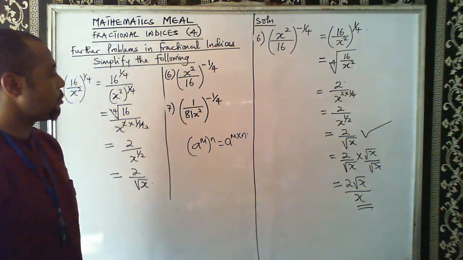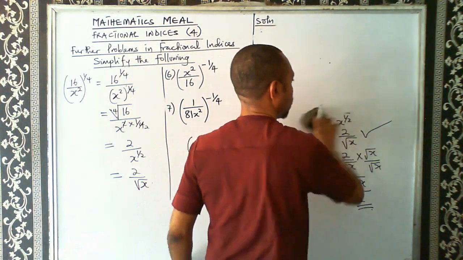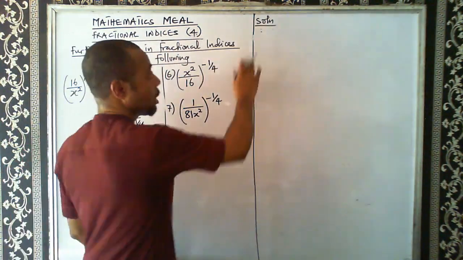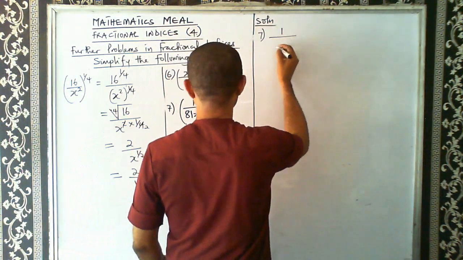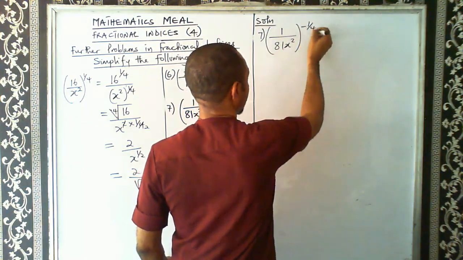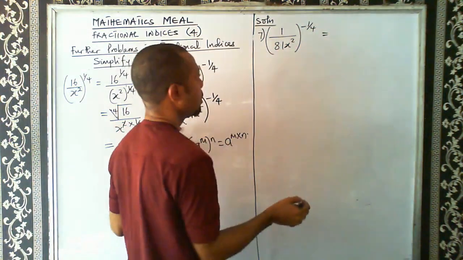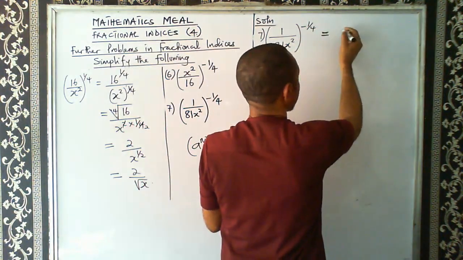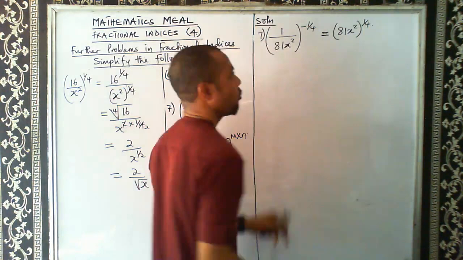Okay. Now let's look at the 7th question, which is similar to what we just did. Let's look at the 7th question and the last question. Question number 7, we have 1 over 81x squared, all raised to power minus 1 over 4. So we have a negative power, so we have to remove the negative power, and this becomes 81x squared, all raised to power 1 over 4.